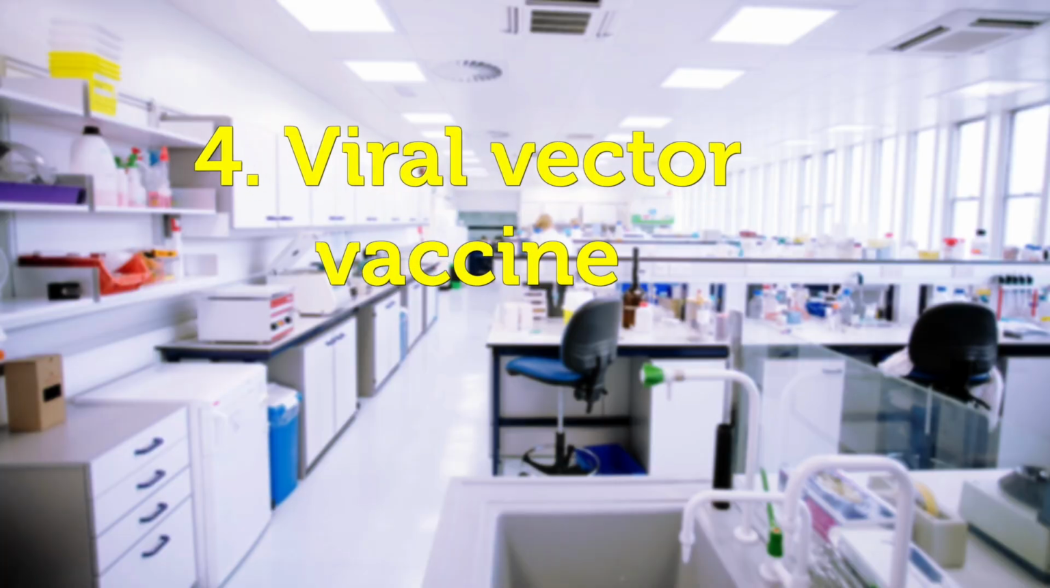4. Viral vector vaccine. This one is a combination of 2 viruses. You take the surface protein of a virus, and that's the one that you want immunity against, and pair it with another very mild virus without causing any sickness to our body. This is how the AstraZeneca COVID-19 vaccine works.